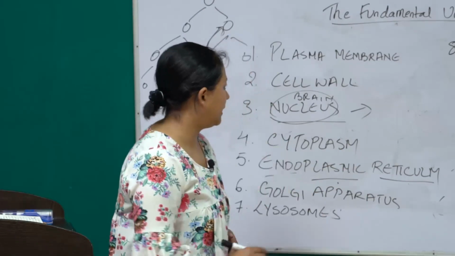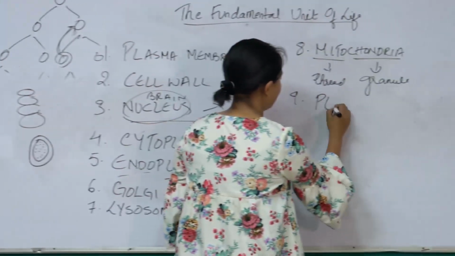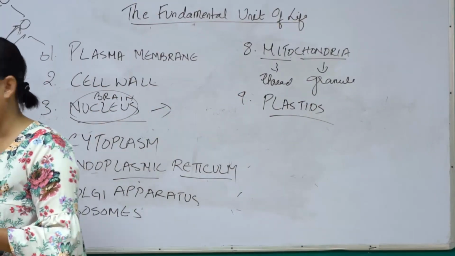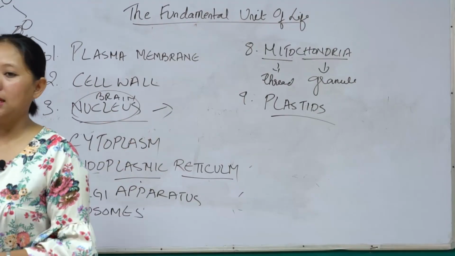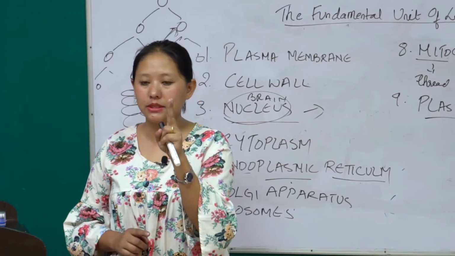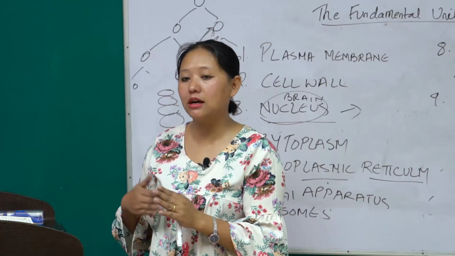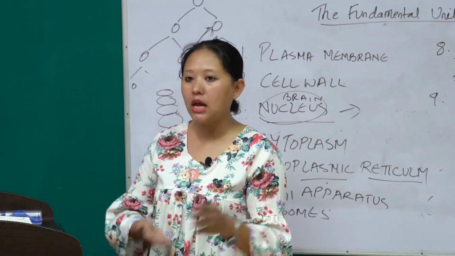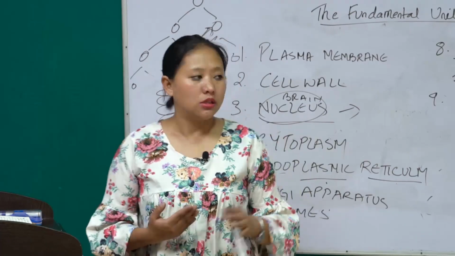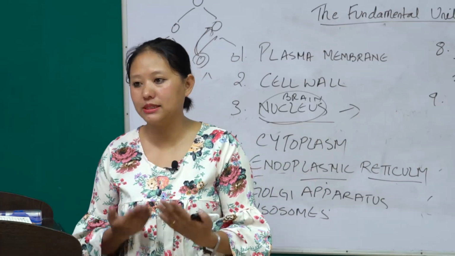Now the next cell organelle is plastids. What is a plastid again? This plastid is present only in plant cells. And plastids are of two types, that is chromoplast and leucoplast. Chromoplast is a colored plastid, and leucoplast is a colorless plastid, no color. Let us see in detail what leucoplast is and what chromoplast is.